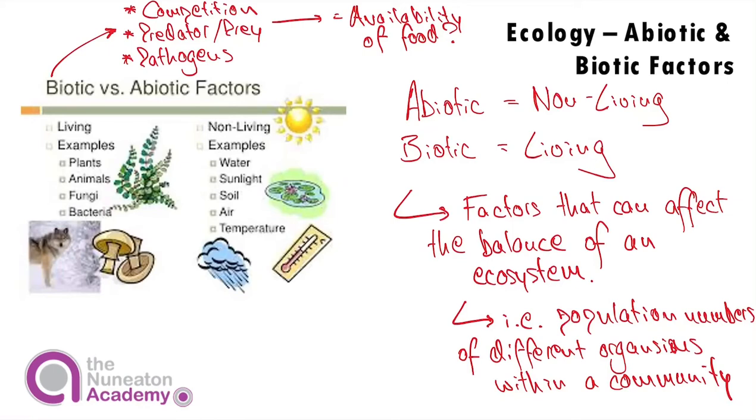Now, as well as introduction of a new predator, another living factor that can affect population numbers is if a new pathogen arrives within an ecosystem. So a pathogen is a disease-causing microorganism. So if a population of a particular organism gets a disease, it may be that that organism dies off as a result of that disease, which means their population numbers go down, and that can also have an impact on other organisms. So competition for the availability of food, predator and prey relationships, and pathogens are all biotic factors.